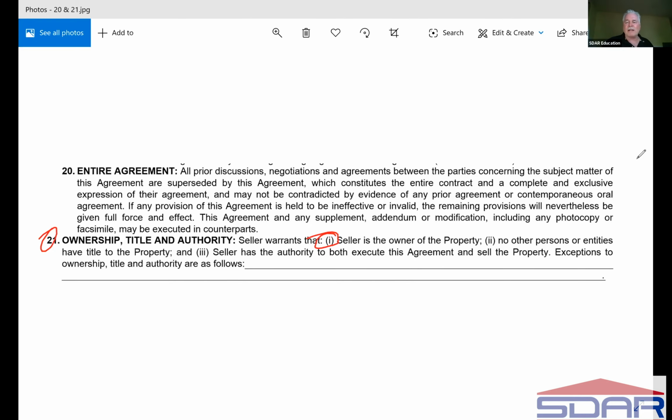So, back to my form. Number 1 was that I represent that I am the owner of the property. Number 2 says no other persons or entities have title to the property. In other words, I haven't quit claimed it to anybody. I haven't shared title with someone that I'm not telling you about.